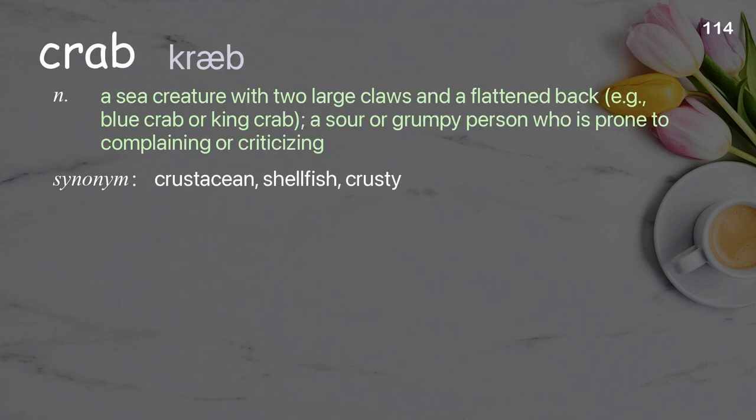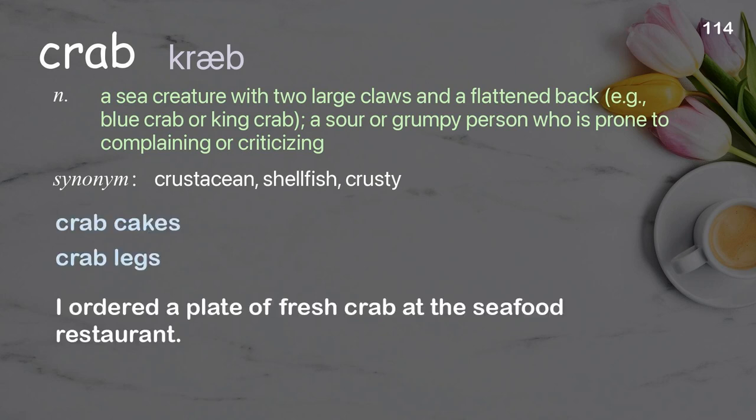Crab. A sea creature with 2 large claws and a flattened back. Example, blue crab or king crab, a sour or grumpy person who is prone to complaining or criticizing. Examples. Crab cakes. Crab legs. I ordered a plate of fresh crab at the seafood restaurant.